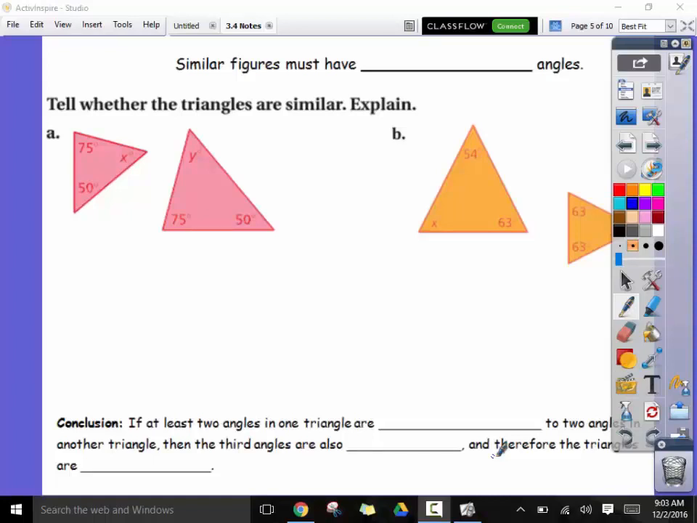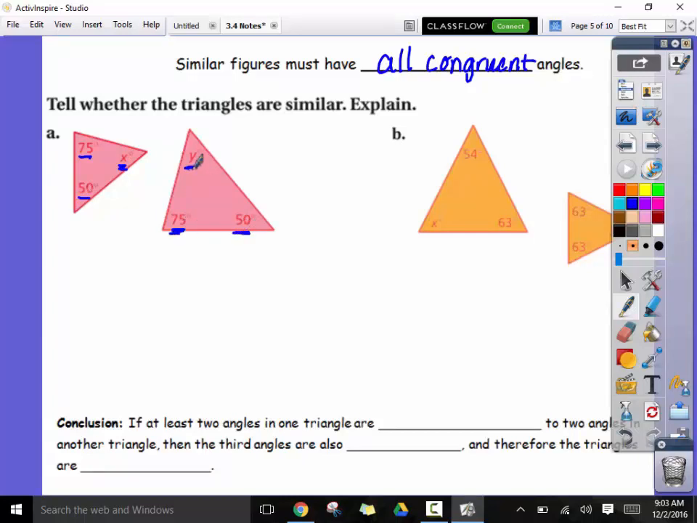Okay, what we learned from the exploration and actually in chapter 2 was that similar figures must have all congruent angles. So if we're looking at triangles and we want to tell whether the triangles are similar, we have to first make sure and see that all of the angles are congruent. So in my first triangle, I see I have an angle of 75 and an angle of 50 and a missing angle. In the other triangle, I have an angle of 75 and 50 and a missing angle.